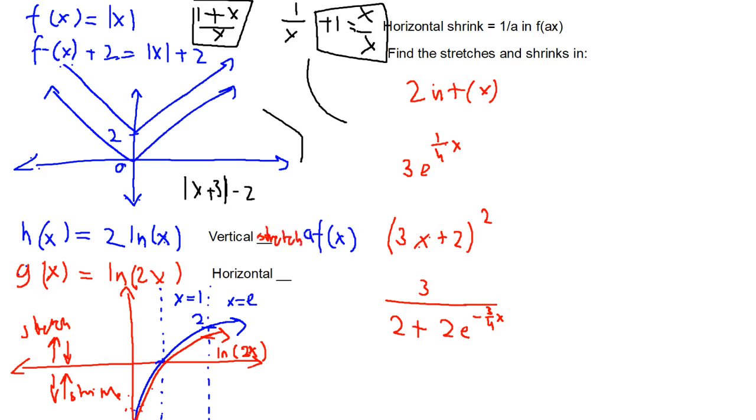What about horizontal? Horizontal translations, dilations are in the form f of ax, and our horizontal transformation, not just shrink, is 1 over a, right? And you'll understand why right here. So ln of 2x, what does ln of 2x do? It increases the function, right? It doesn't decrease the function. Why would it decrease the function?